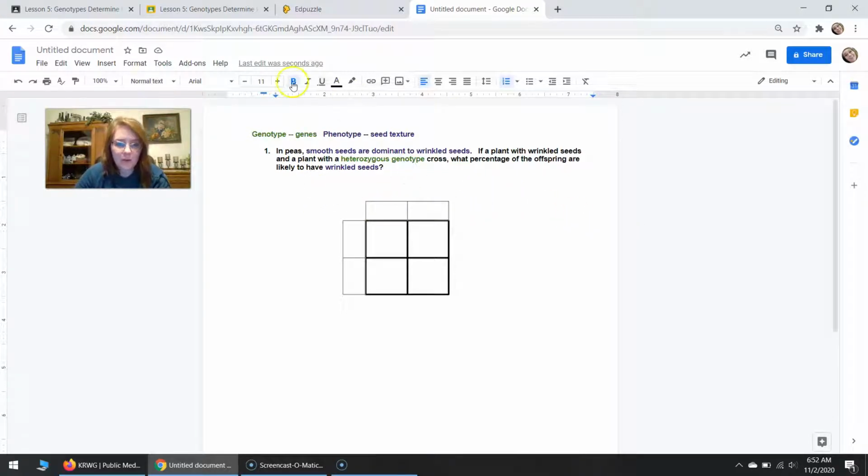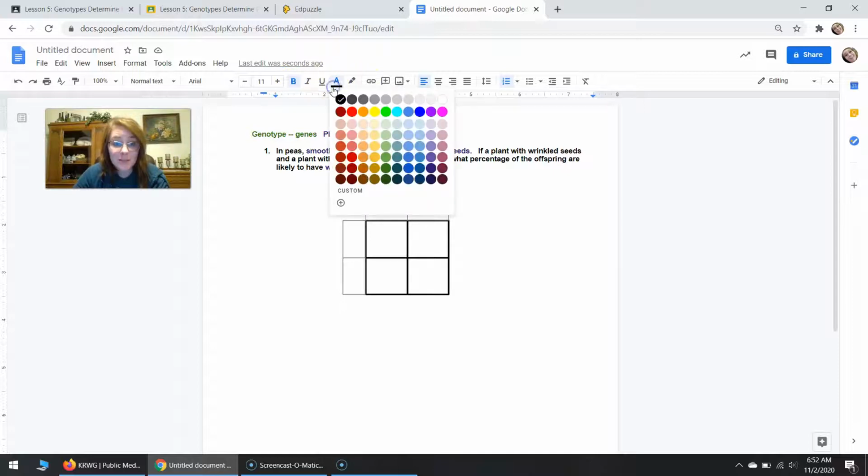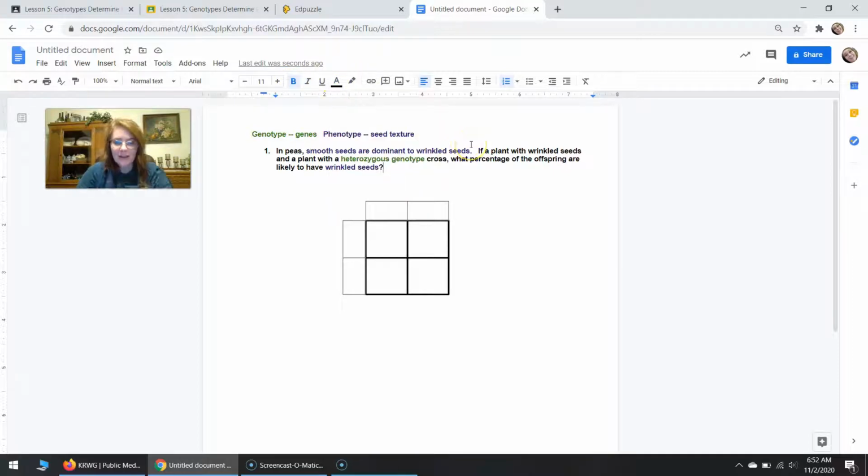Oh no, now I changed that to purple, so it's going to change. Oh no, it's black. Okay, phew. So I'm going to go ahead right here and figure out the genotype of the parents. Sorry. Okay, so I've got two parents, so I have to consider both of them. One of the parents, it says a plant with wrinkled seeds, so I know that one of the parents has wrinkled seeds.